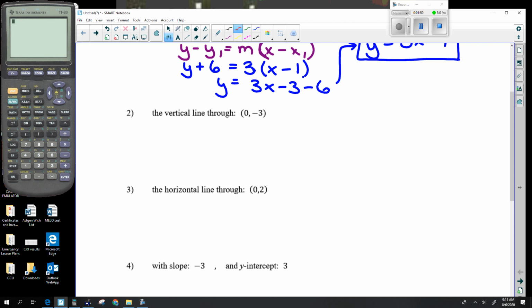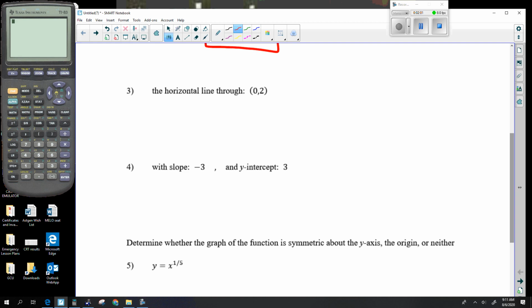Okay, vertical line, this one's easy. That implies x is equal to. This is a vertical line, so x is equal to 0 according to the point. Horizontal line, that's easy. That's y is equal to. Y is equal to 2 according to the point.